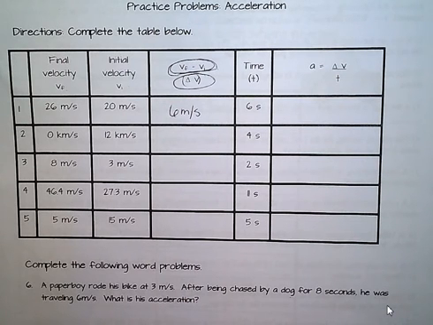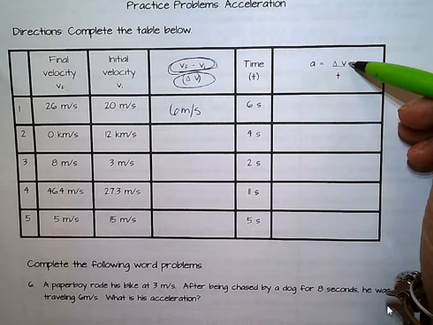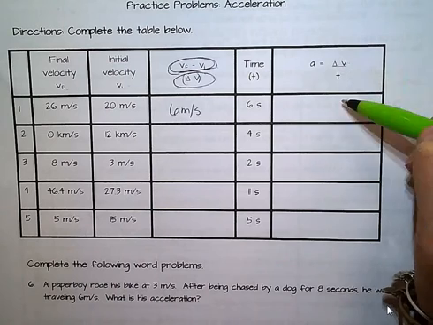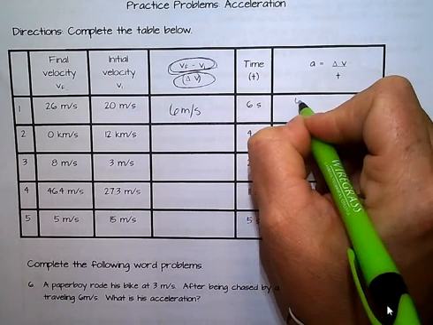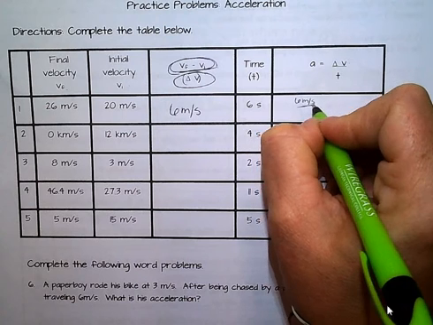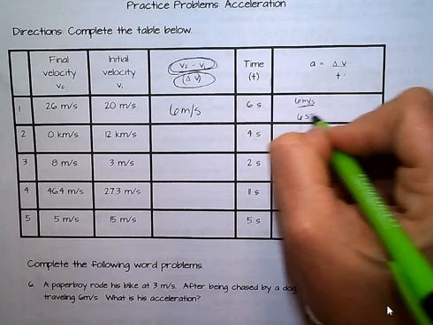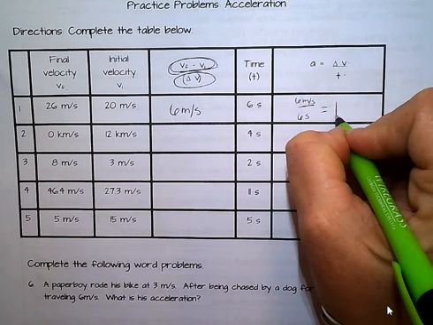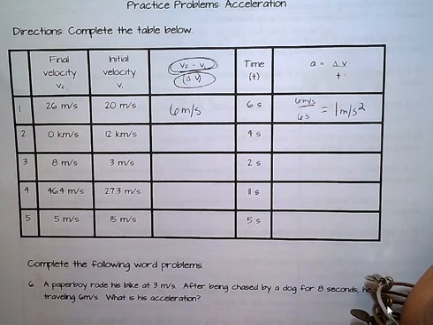So to get your acceleration, we wrote this formula in our notes too. It's the same thing. So it's our delta V, which is our final speed minus initial speed, which is 6 meters per second, divided by t, which in this case is 6 seconds. So 6 divided by 6 is 1 meter per second, and we can write that as meter per second squared.